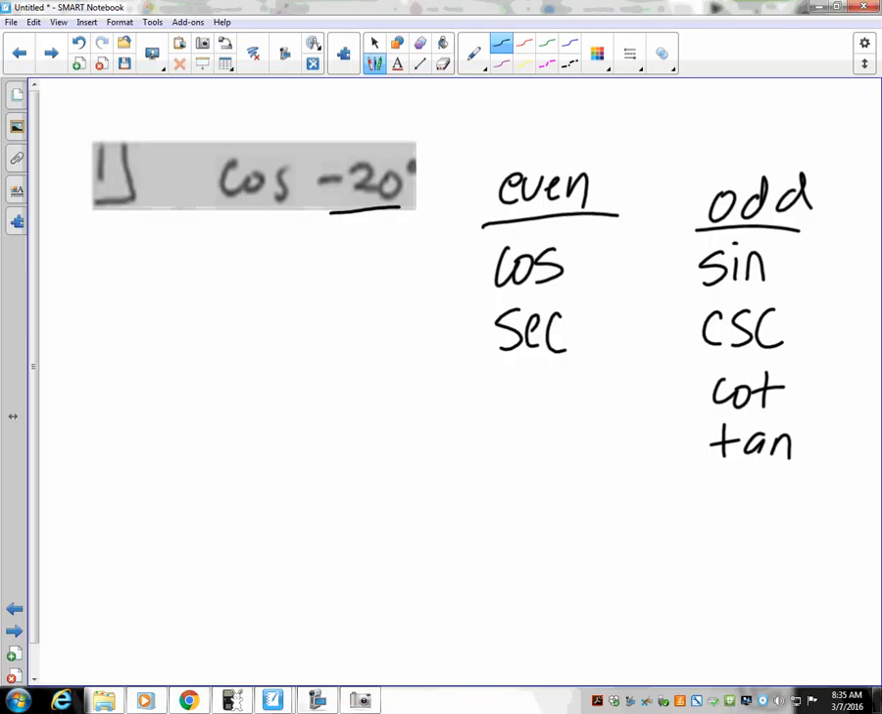So it's all about the negative sign. If it's even, the negative sign doesn't matter, we just throw it away. But if it's odd, we're basically going to pull it to the front and make it negative. Now this one's cosine, so the negative can just go away here. So this would just be the cosine of 20 degrees. Notice the directions say to not evaluate. So that's my answer.